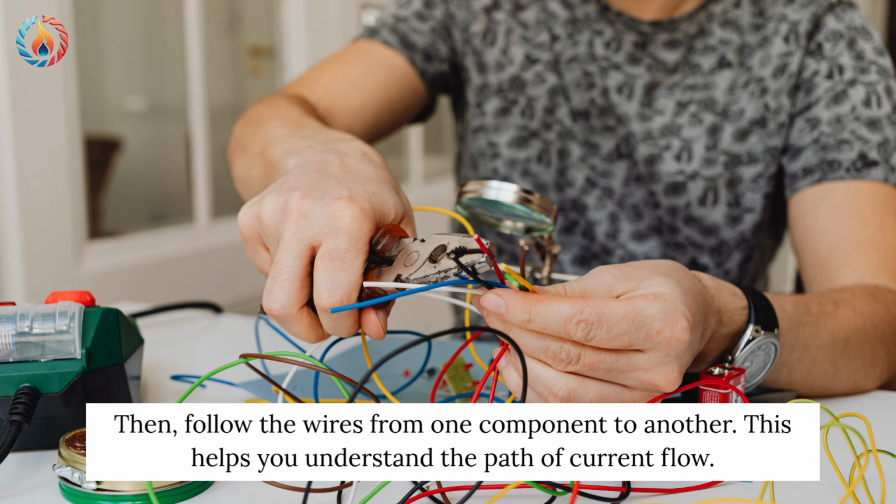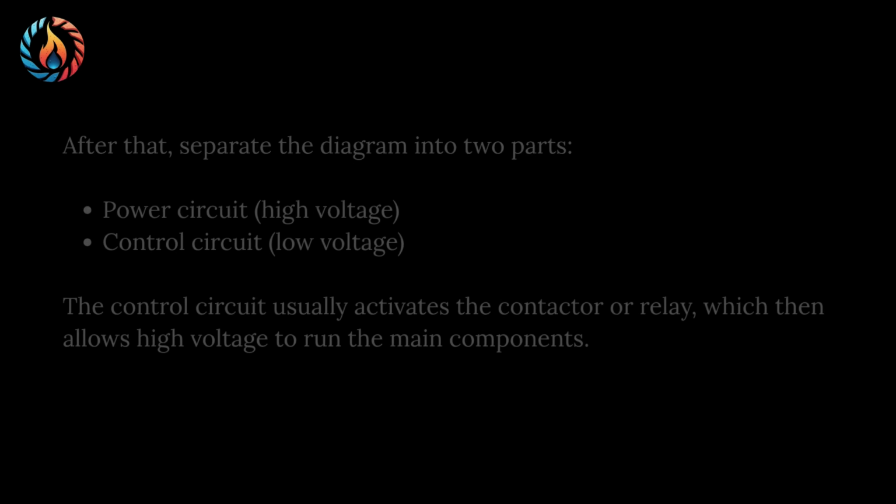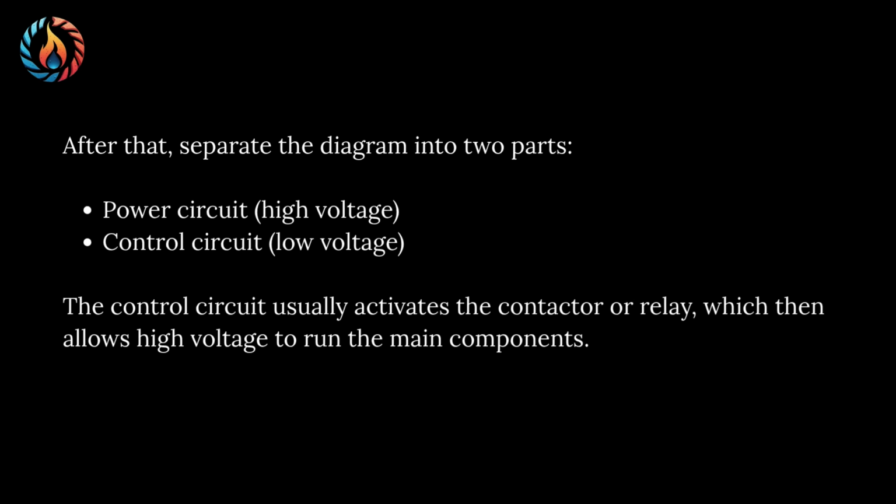Then, follow the wires from one component to another. This helps you understand the path of current flow. After that, separate the diagram into two parts: power circuit, high voltage; control circuit, low voltage. The control circuit usually activates the contactor or relay, which then allows high voltage to run the main components.